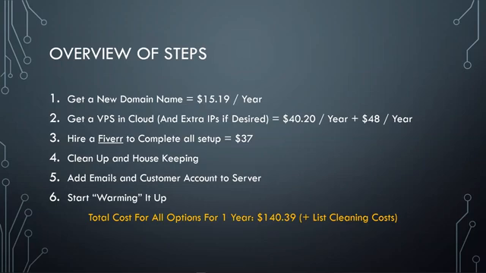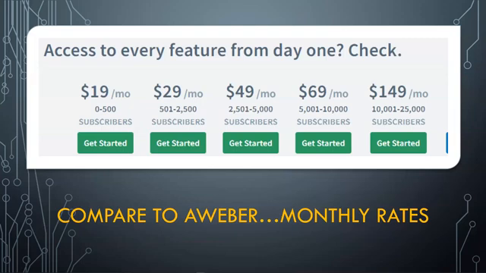But I found that the total cost for me for all options for an entire year was $140.39. So not bad. And just to give you a comparison, Aweber's prices at the time that I looked for up to 25,000 subscribers is $149 per month. So for less than you would pay for Aweber for 1 month, you can get this server and do everything for an entire year. So pretty cost effective.